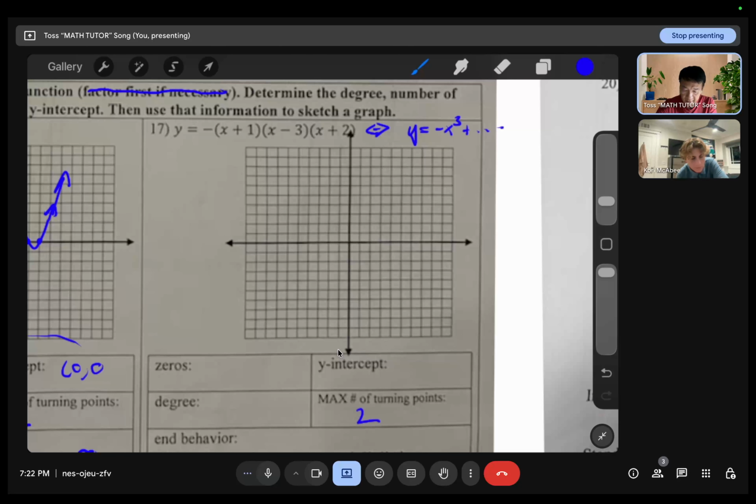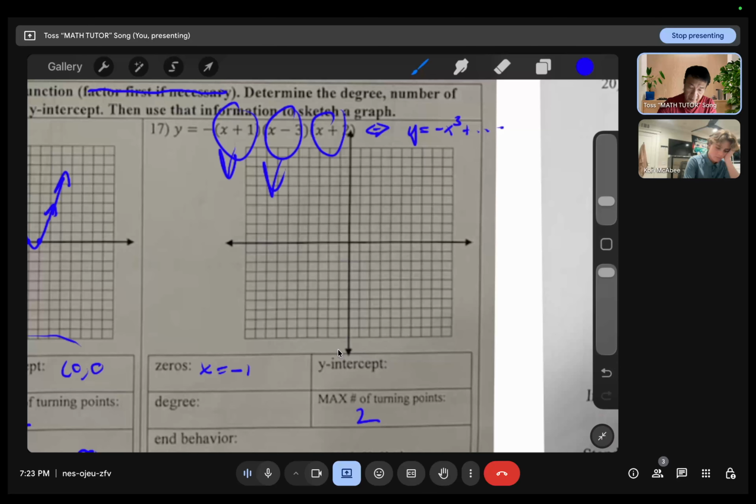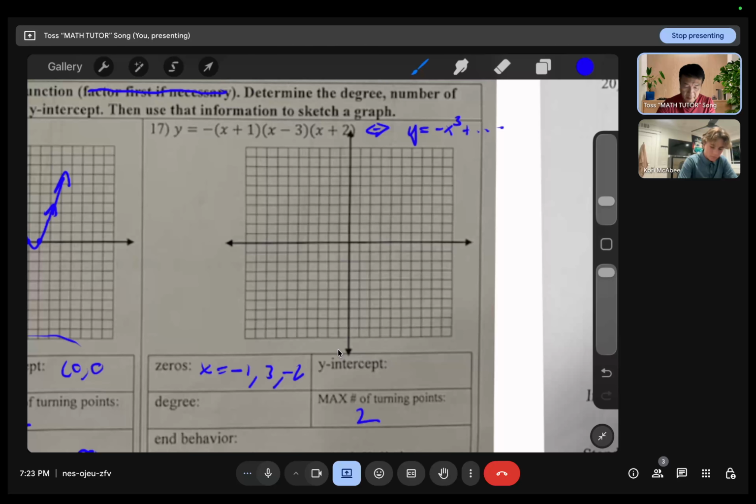All right, we're going to do zeros now. We're going to set each of the factors equal to 0. Therefore, the first one, x is going to be equal to -1. Now, it's not this negative. That's outside, independent. It's not part of it. So you just set the factor, not including the negative, equal to 0. So the first one is -1. The second one is positive 3. I'll do it in order. And then -2. Is that okay?